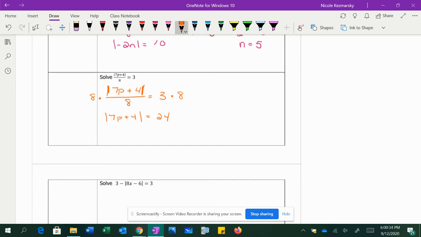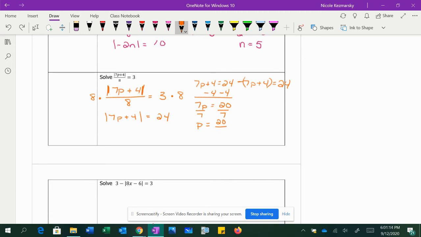Now the absolute value is by itself, so I can set up my two equations. I can say 7p plus 4 equals 24, and negative parentheses 7p plus 4 equals 24. For the equation on the left, I'll subtract 4, and I get 7p equals 20. I'll divide by 7. 20 doesn't divide nicely by 7, so I'm just going to leave it as 20 over 7.